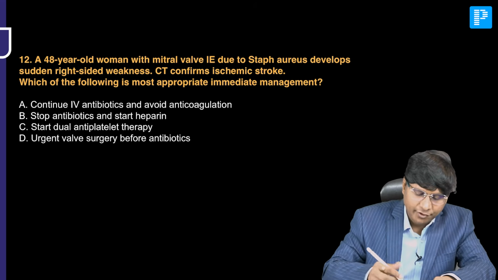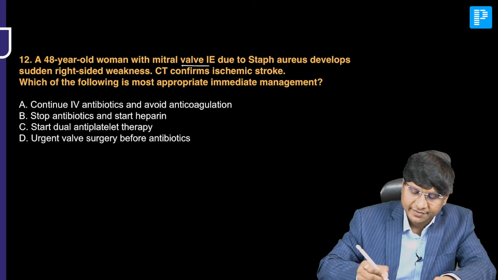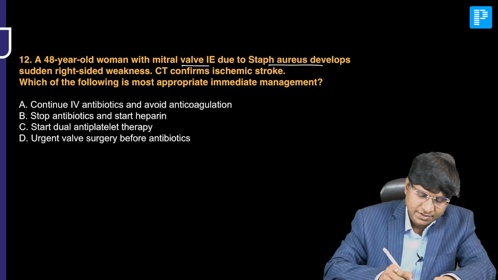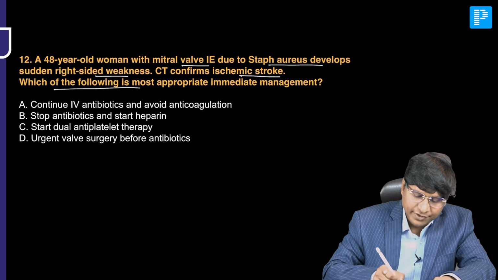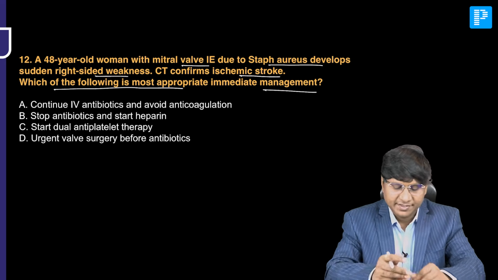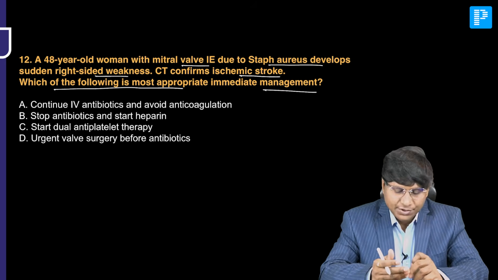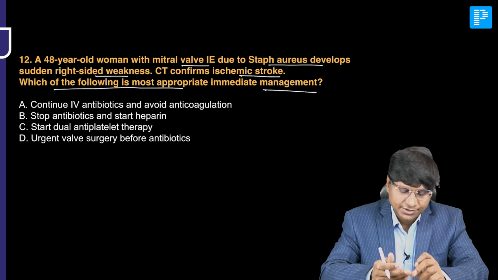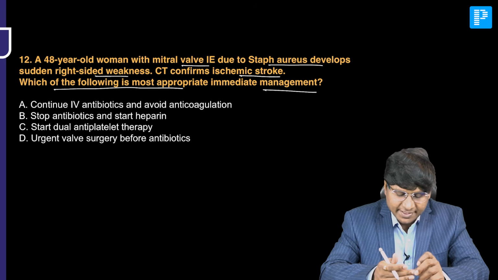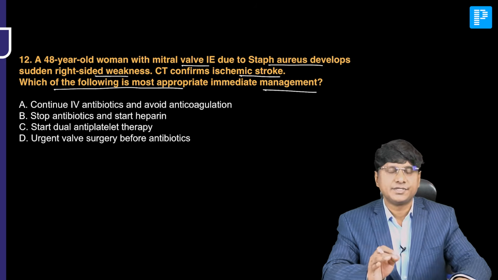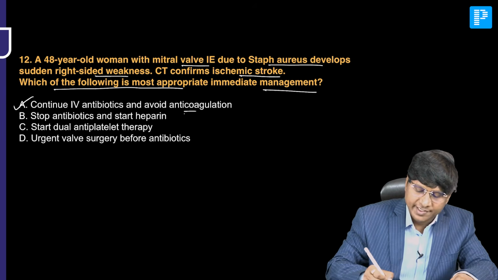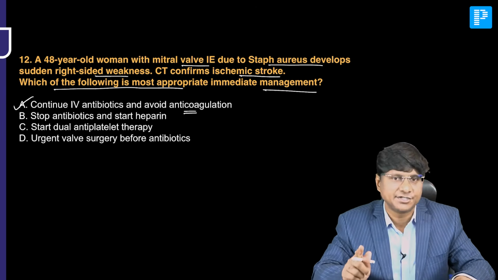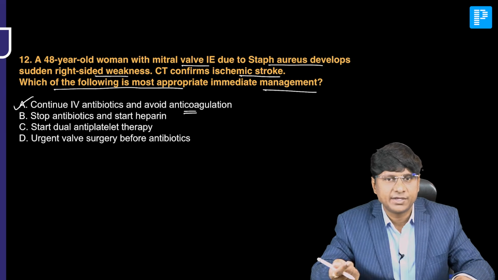Now, we have a 48-year-old woman with mitral valve infective endocarditis due to Staph aureus, who develops sudden right-sided weakness. CT confirms ischemic stroke. Which of the following is the most appropriate immediate management in this patient? The options are continue IV antibiotics and avoid anticoagulation, stop antibiotics and start heparin, start dual antiplatelet therapy, and urgent valve surgery before the antibiotics. So, the immediate management in this patient is you should continue IV antibiotics and at the same time you should avoid anticoagulation, right? Why should you avoid anticoagulation?